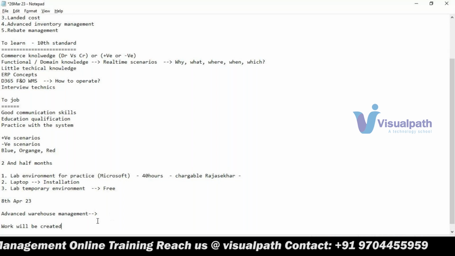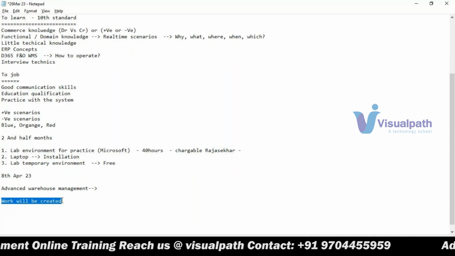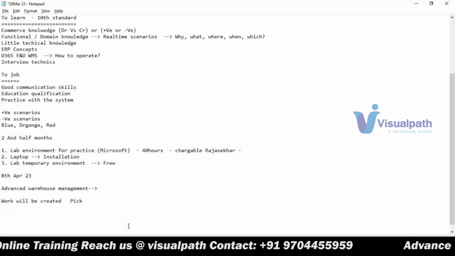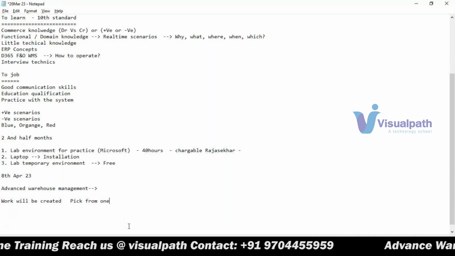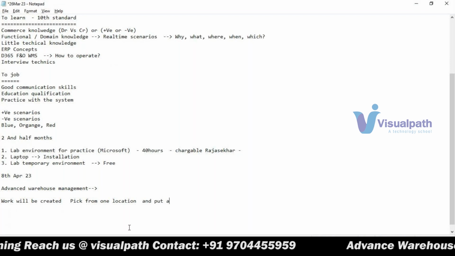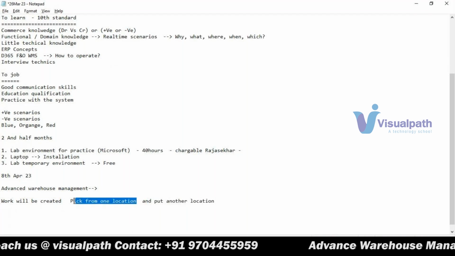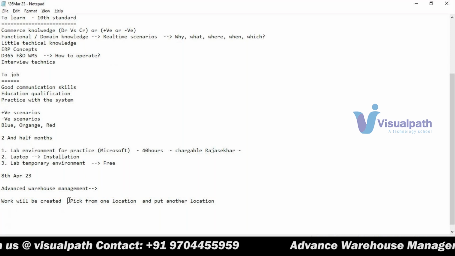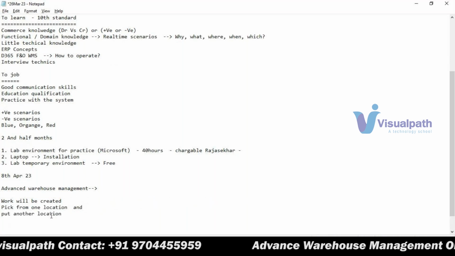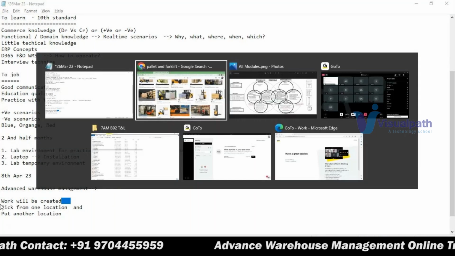So the main agenda or main core function is that work will be created. What will this work do? Pick the material from one location and put it in another location. Picking the material from one location and putting it in another location is the main core function you are going to learn in work.